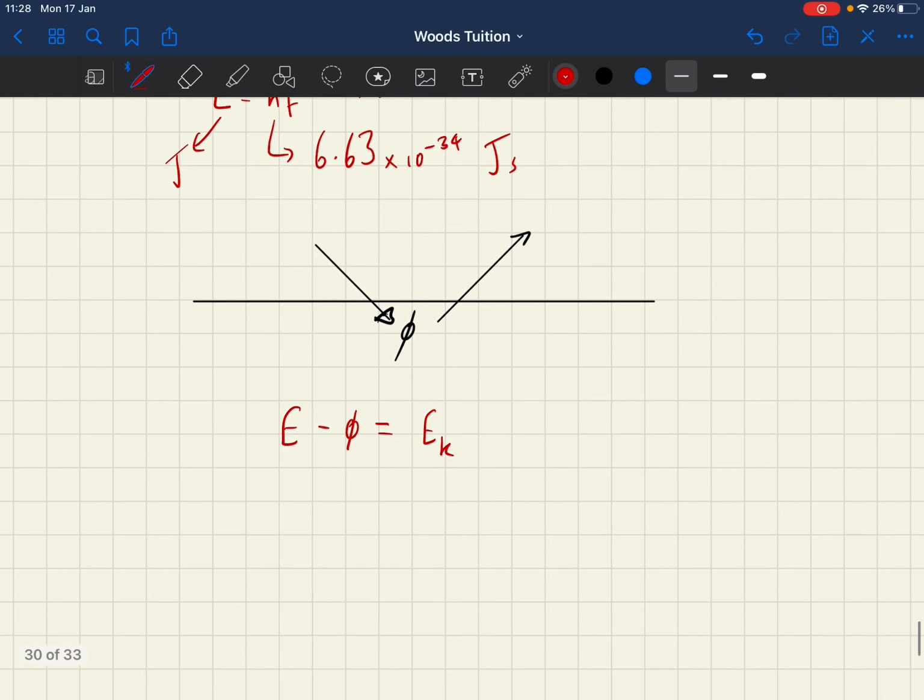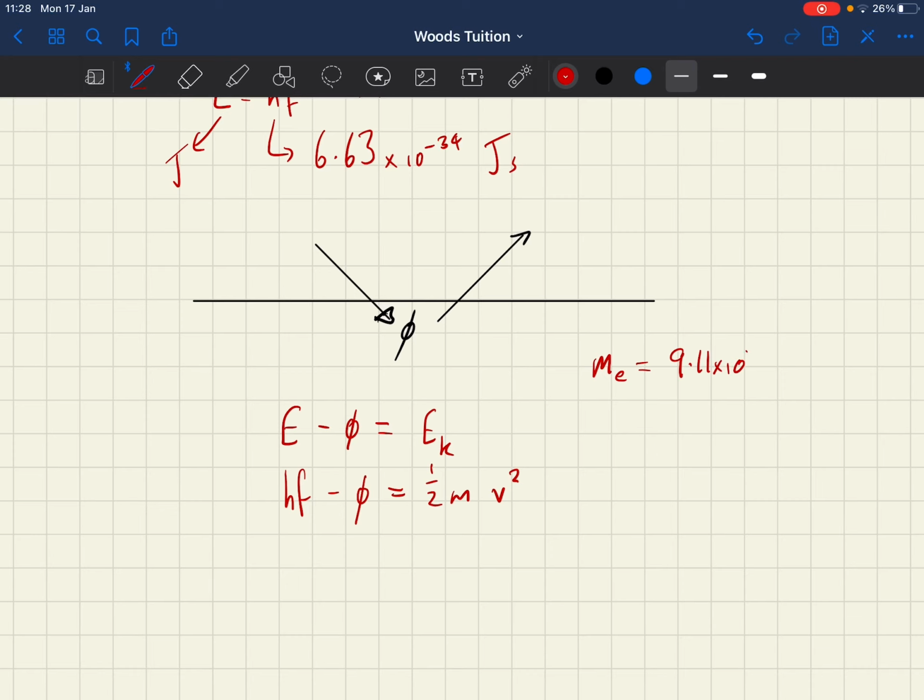So if we put energy into hf, then we know the frequency. You'll probably be given the work function of the metal. You wouldn't really, in general, have to learn any work functions of metals. So we'll call that just phi. And that's going to be equal to the kinetic energy, which is half times the mass of the particle times the velocity squared. And the mass of an electron is equal to 9.11 times 10 to the minus 31 kilograms.